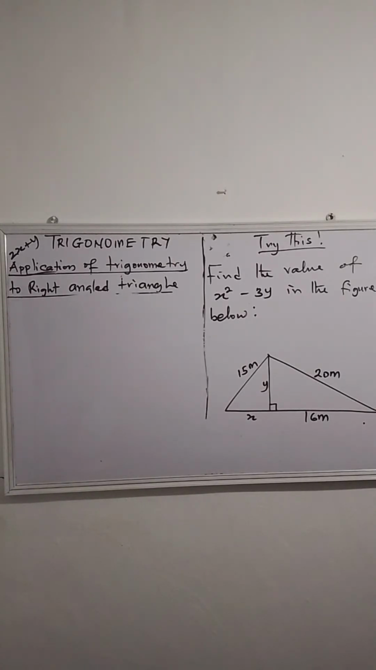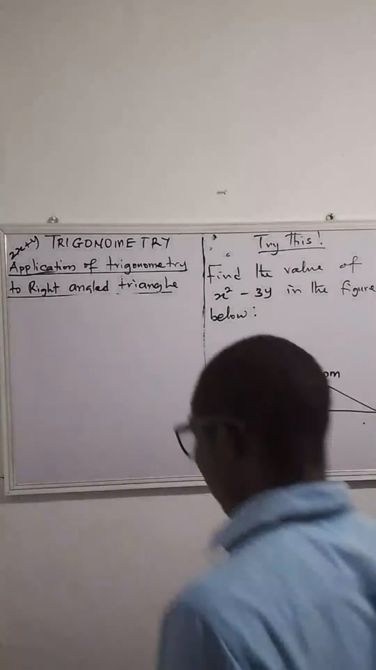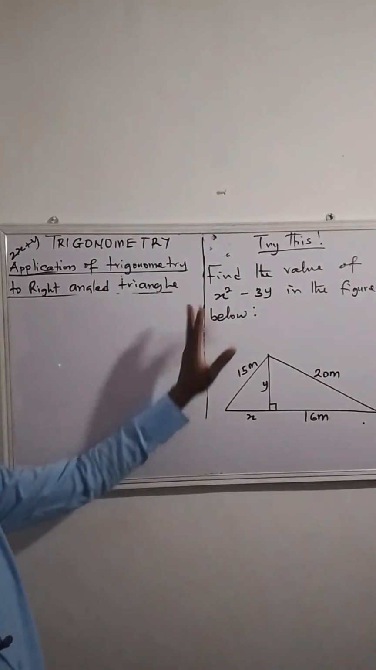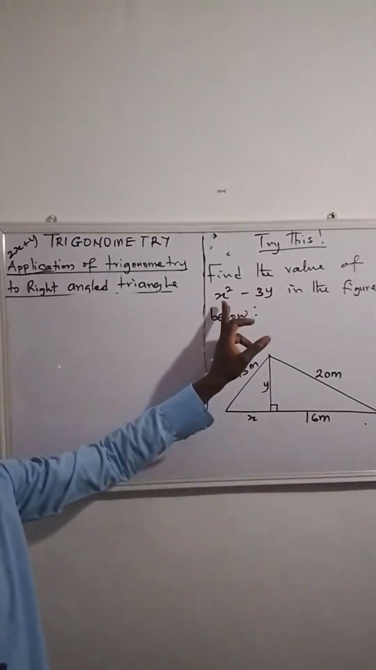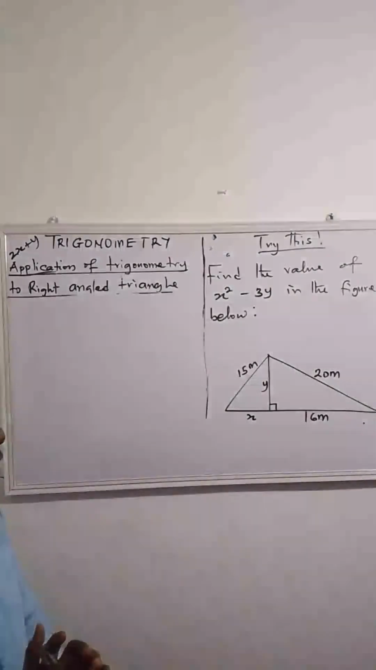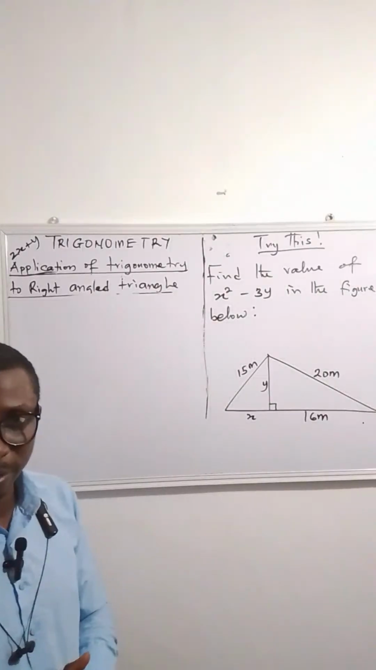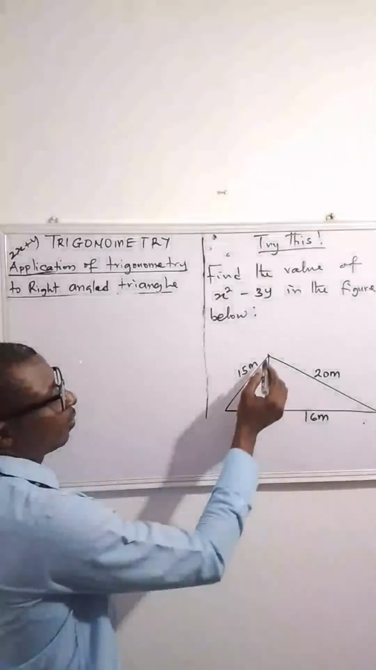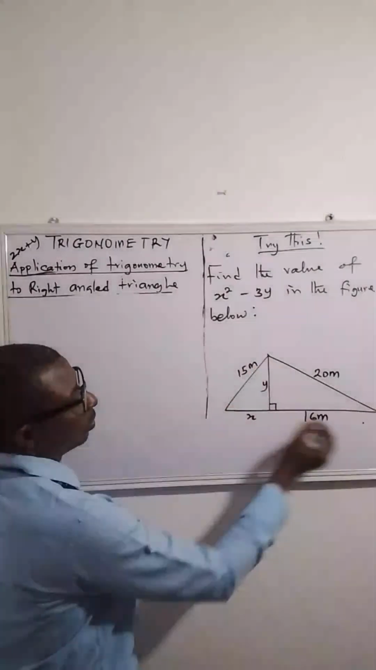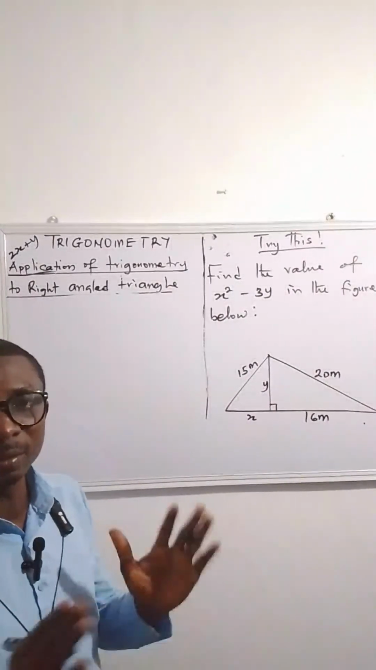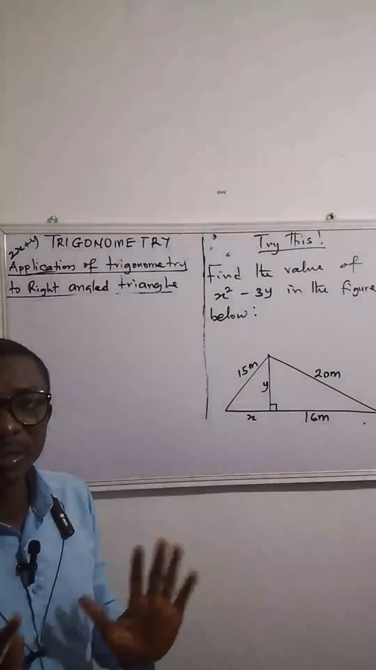Okay, I think we need to start solving the problem. To solve this problem, the question asks you to find the value of x squared minus 3y in the figure below. The first thing to do is to look at the triangles we have here. We have two right angle triangles. This is the first one and this is the second right angle triangle. The first one I'm going to consider is the right angle triangle with two given sides.